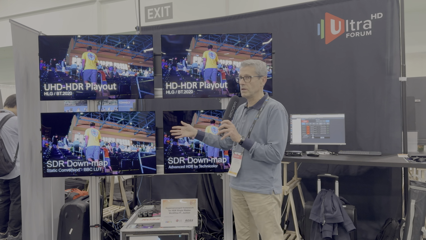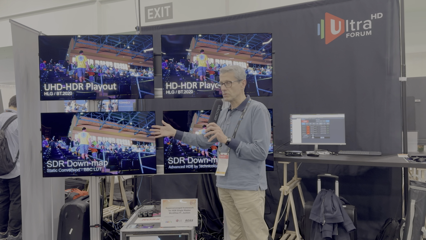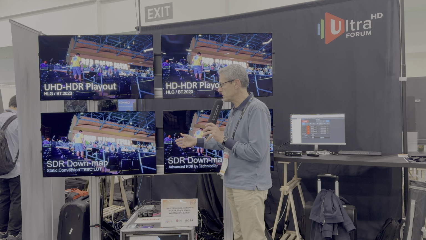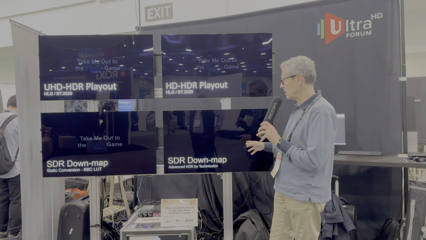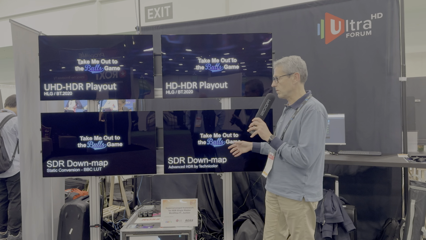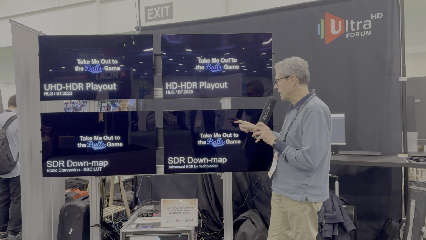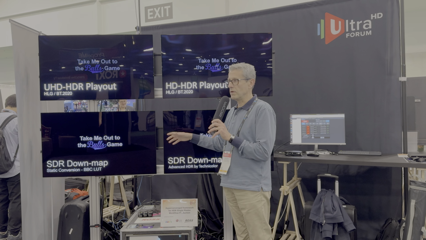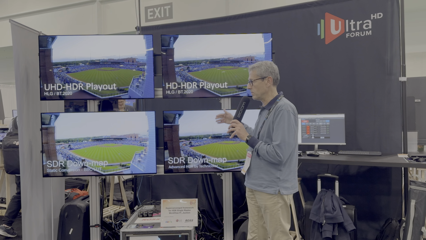At the moment, it's a 3D LUTs from BBC, but it could be also an NBC LUT. And on the right, you have a dynamic solution, so advanced HDR by Technicolor solution, which, contrary to the static solution, adapts to the content on a frame-by-frame basis.